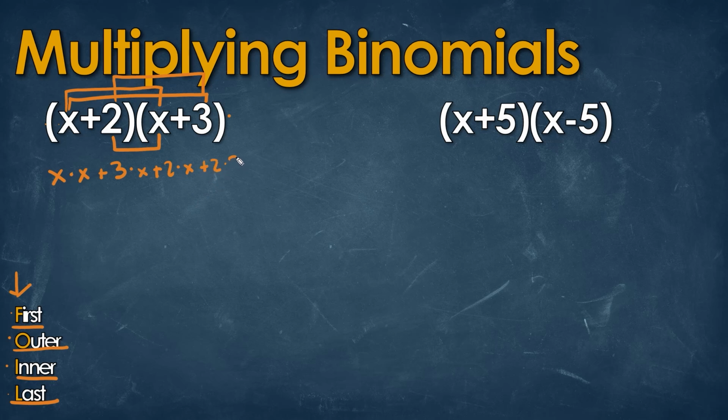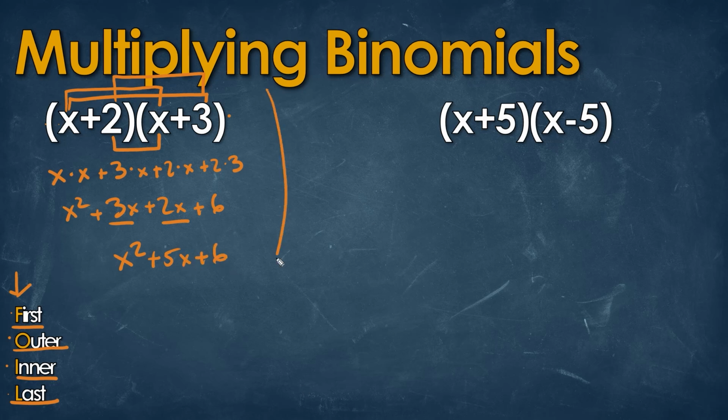And now once we have this, we can multiply these items out. So we'll have x squared plus 3x plus 2x plus 6. Now we can simplify these two items right here. So we're going to have x squared plus 5x plus 6.